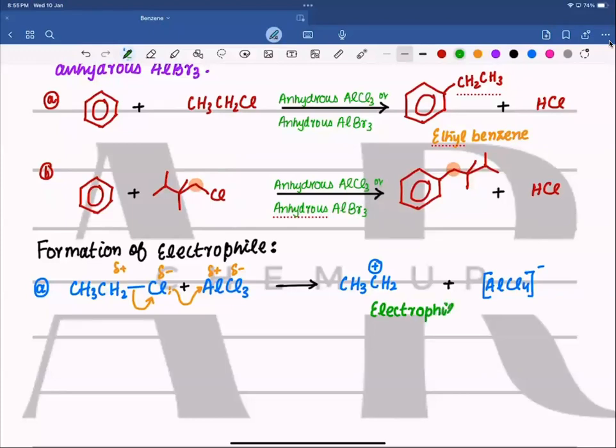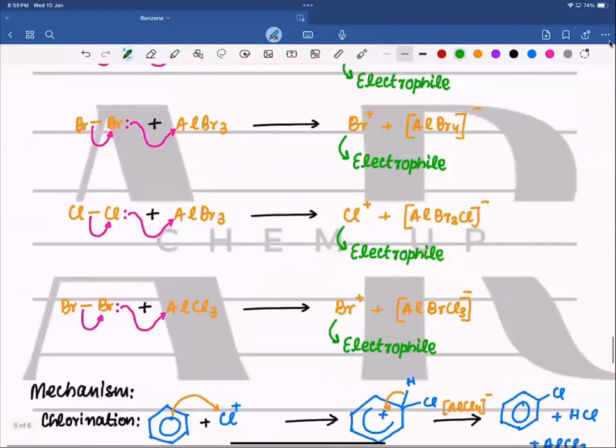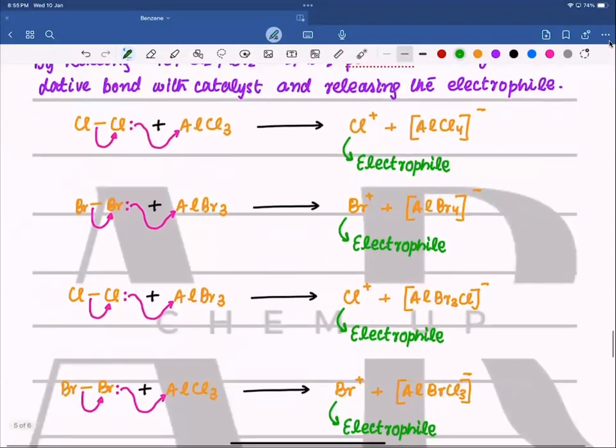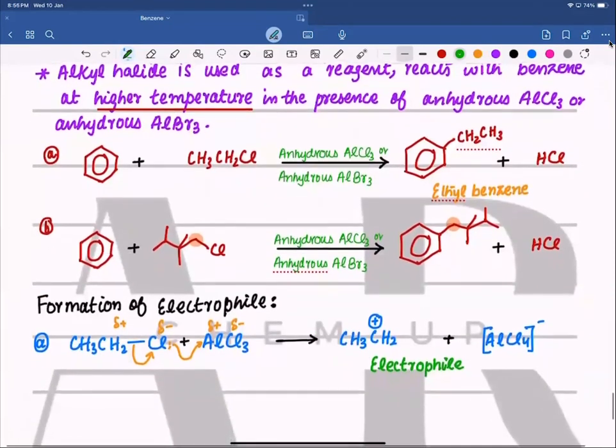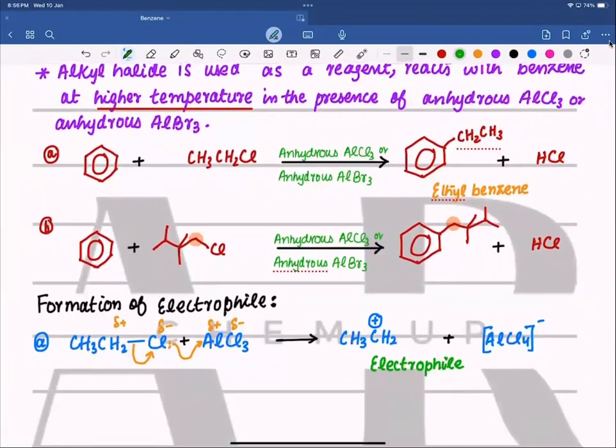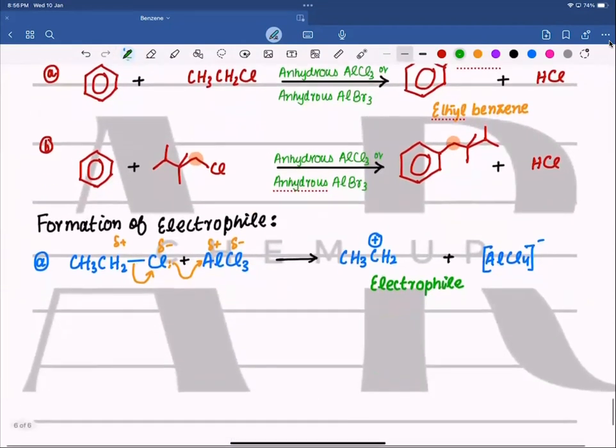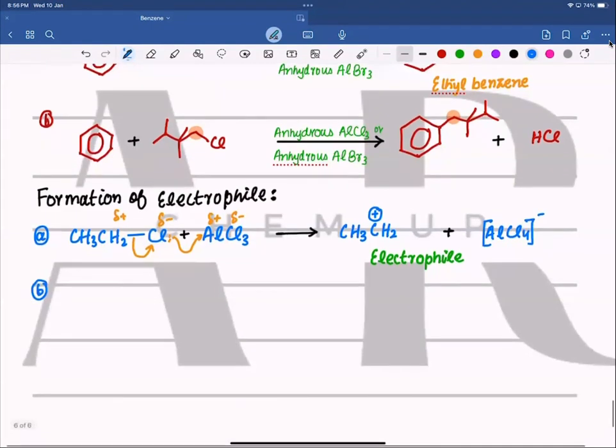If you recall, Cl positive and Br positive are formed as the electrophile in the chlorination and the bromination of benzene. So is this equation understandable to all of you? Yes, Kubra? Yes, Hassan? Now, if you look at the second reaction, the other reagent is this alkyl halide.